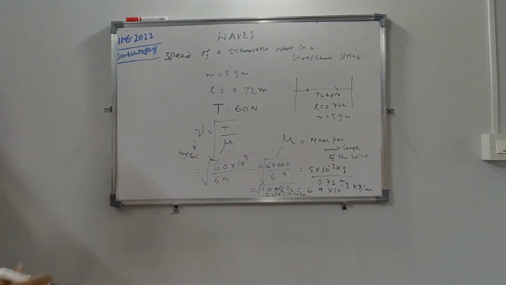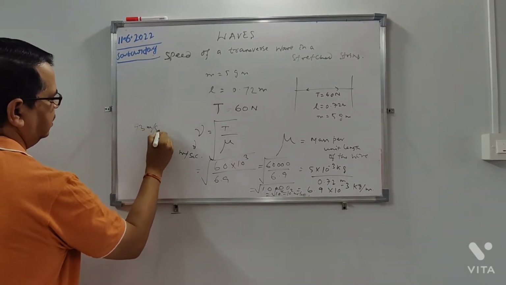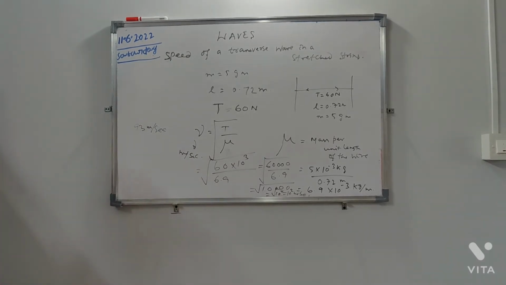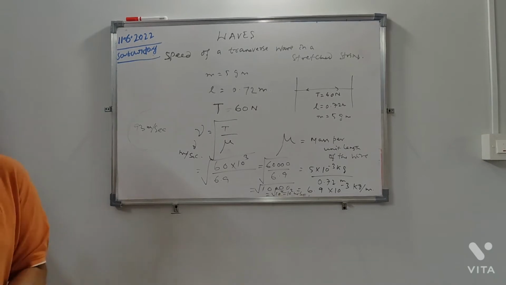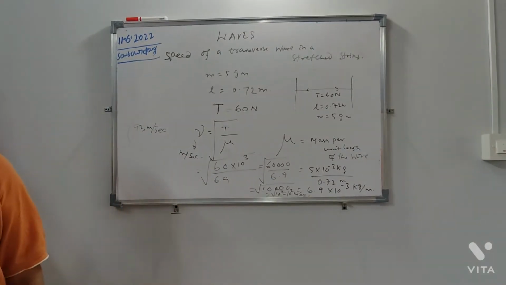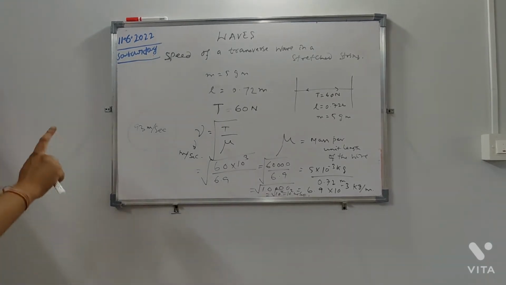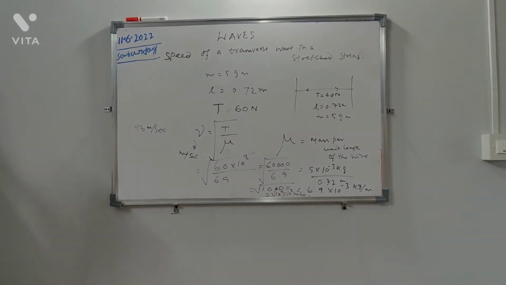So that is the approximate value, but the actual value is 93 meter per second. You can round 6.9 up to 7 and then divide. So the correct value is 93 meter per second. You just have to remember, there can be numericals on this. You don't need to bother at this point how it is derived. Just remember velocity is equal to the square root of tension in the string divided by mass per unit length.